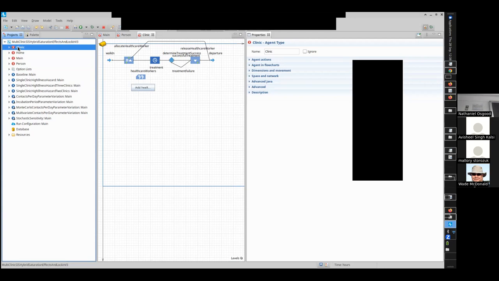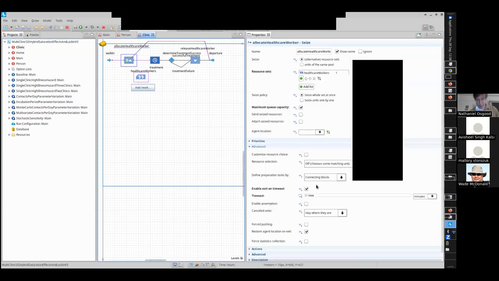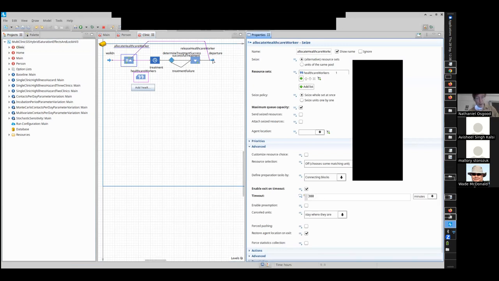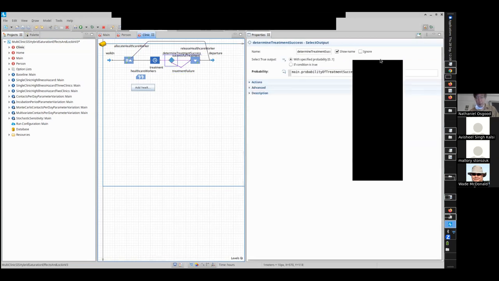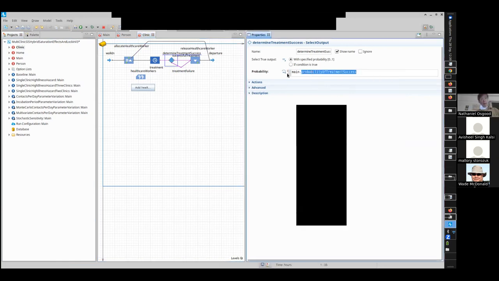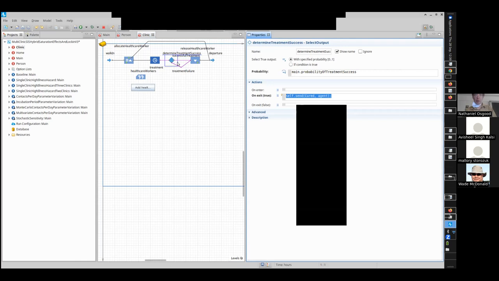There's healthcare workers and their needs, patients, and if patients wait too long, they'll balk and leave without being seen. So if you go here and you go down to the advanced, you'll see that if they wait for 300 minutes and they're not seen, they'll end up leaving the system. Otherwise, they'll proceed on for treatment, and treatment will be successful with a certain probability of success. And the probability of success will be given by a probability in the main class here, the overall environment. And if it is successful here, if they leave via that true, in other words, if it's a successful treatment, we'll send them a message that says to the agent that you are cured.